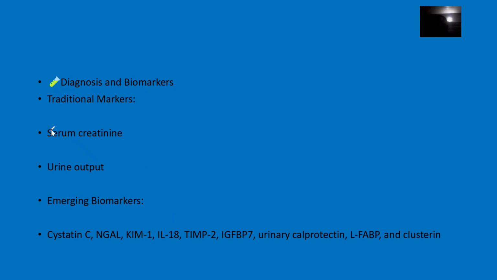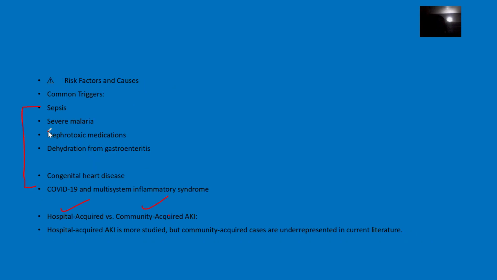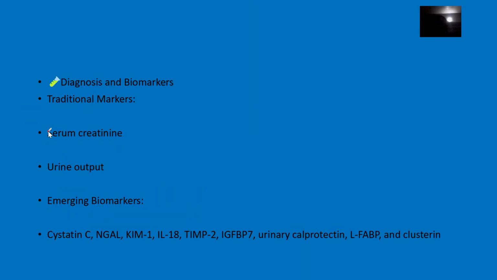So diagnosis. If you want to actually confirm that a patient has acute kidney injury, you look at how they are filtering out the waste product called creatinine. You also look at the amount of urine they are able to produce.